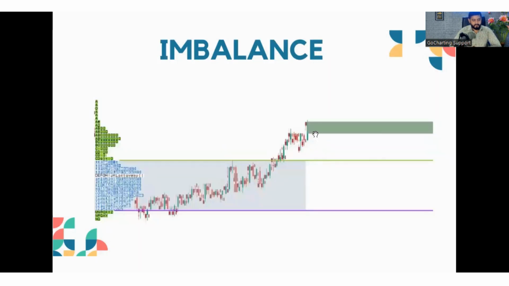So what has happened? You see, this is the level for value area high for this market profile. The price has given a small pullback to value area high, and now it has again moved away from balance. Now you have a context with you that if the price is moving above value area high, what will happen? The price will be in imbalance.